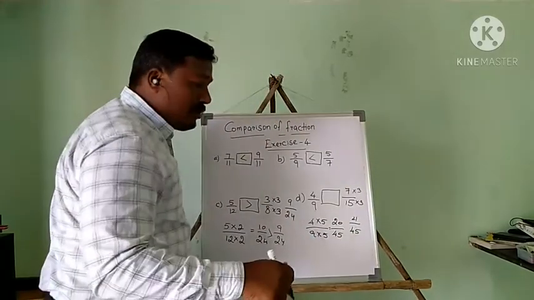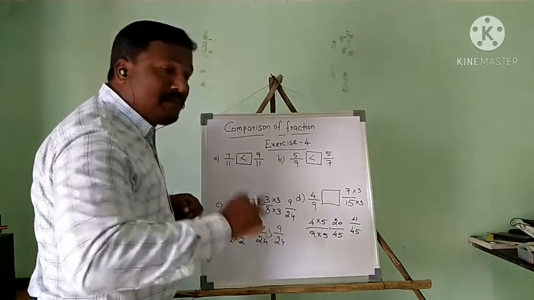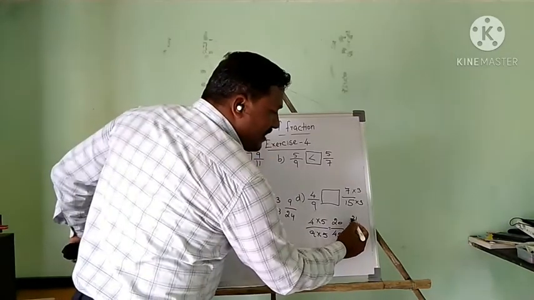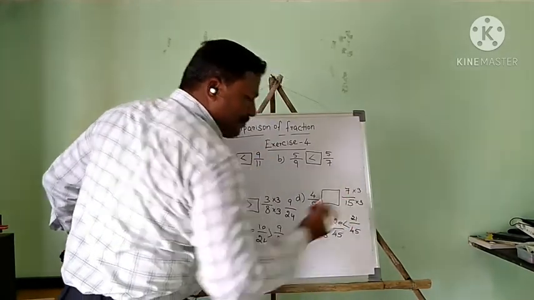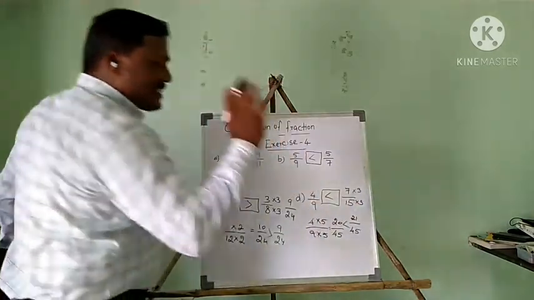Then as per the rule, if two fractions have the same denominator, the one with the greater numerator is greater. So 21 is the greater numerator. So this is the bigger one. So we can put it like this: this is bigger compared to this.